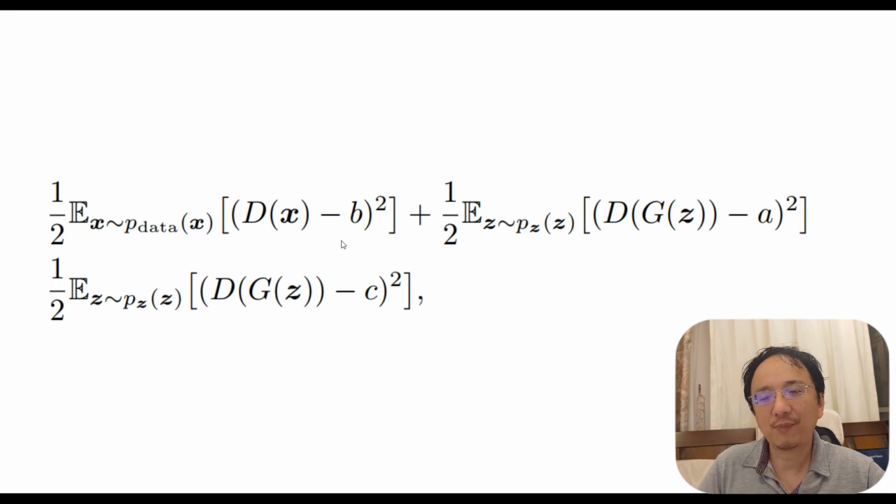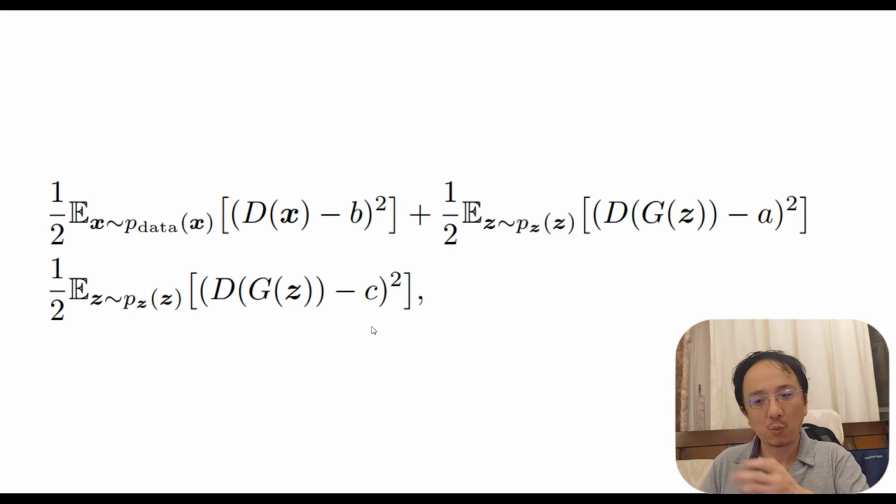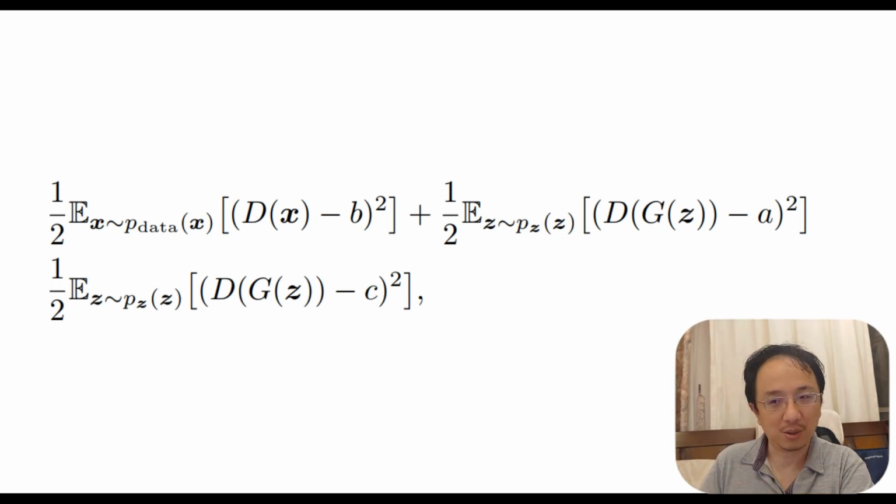So why not just fix b equals 1, a equals 0, and c equals 1? This seems to be fine, right? Because we know that 1 means true, 1 means good, 0 means bad. Why not just use 1 and 0? The reason is that some sets of a, b, c have better theoretical properties.